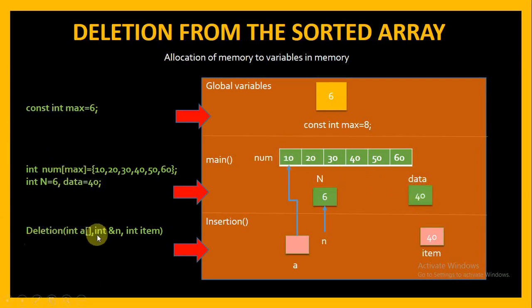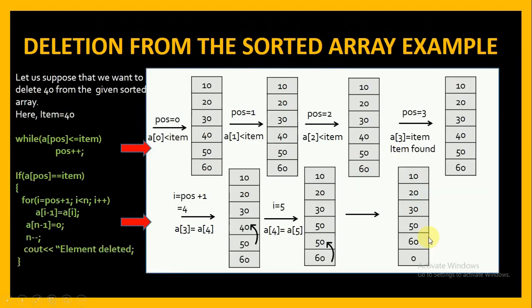and this is the data which we want to delete from the array. I will call the function deletion. In deletion, we have an array a which will refer to array num only, and then n and n will share the same memory space, and item is passed by value. So the value of data will be copied to item. Now we have to delete 40 from the given sorted array. So item is 40 here.